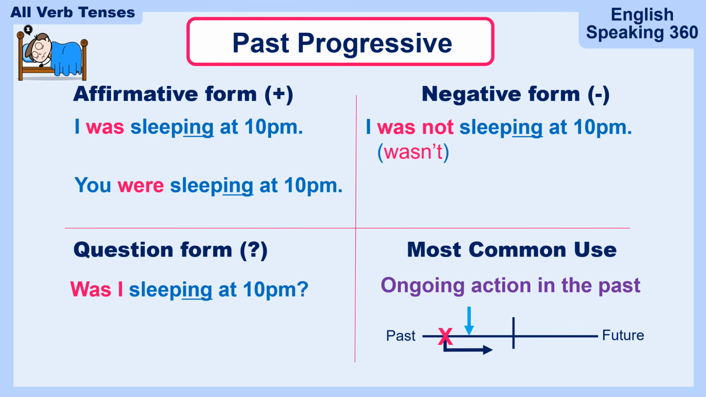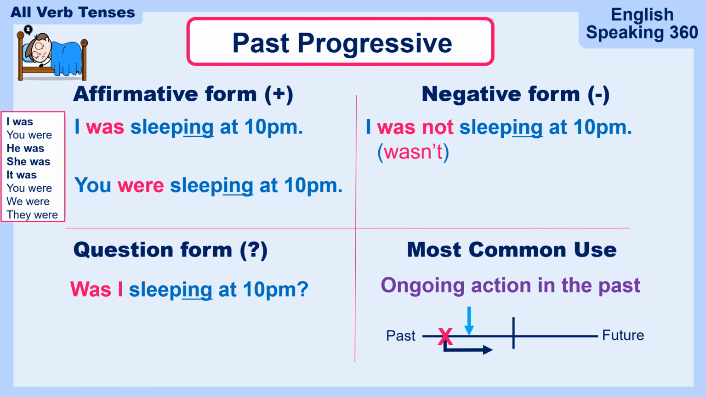Let's go with an example with the second person. You were sleeping at 10 p.m. So for the verb to be here, I'm going to help you out a little bit more. I didn't mention it for the present progressive, but here it is. I was sleeping at 10 p.m. You were sleeping. He was, she was, it was. You were, we were, they were sleeping at 10 p.m. So this should help you a lot.